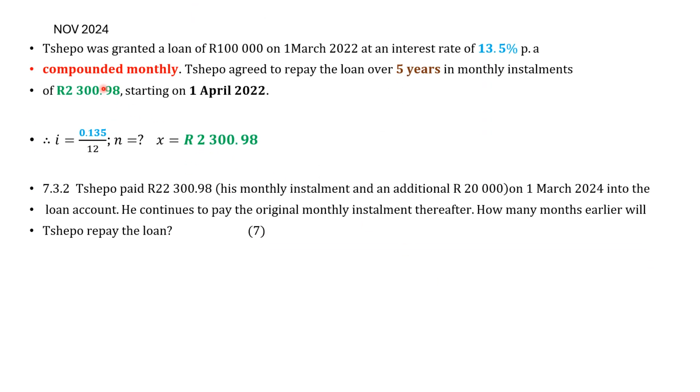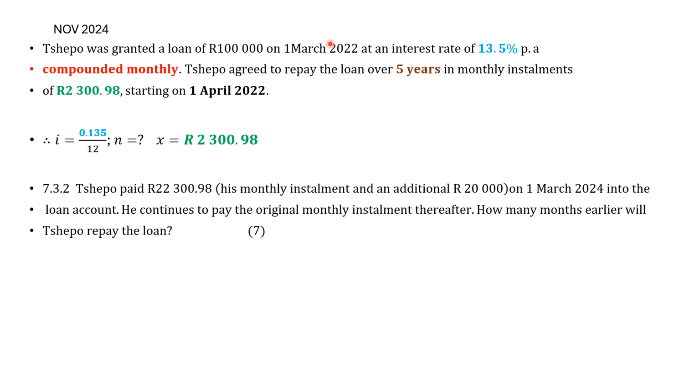Right, now we already know all of that. We already know the interest, right? Now 7.3.2. Tsepo paid 22,398 Rand, his monthly installment, which is 2,398, plus an additional 20,000 on 1st March 2024 into the loan account. He continues to pay the original monthly installment thereafter. How many months earlier will Tsepo repay the loan?